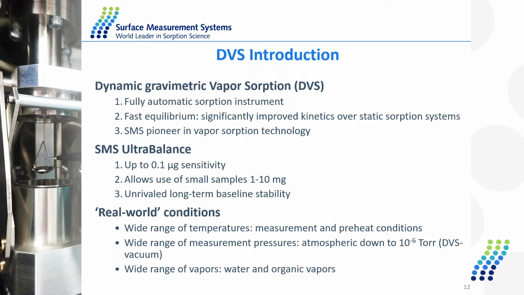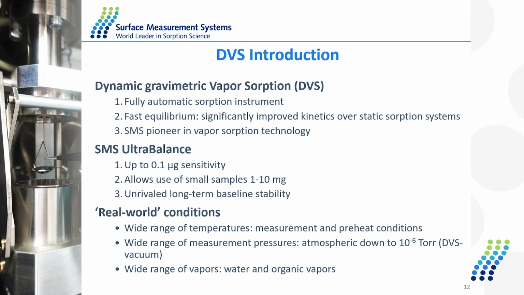So the DVS method is basically a gravimetric method to measure the mass change of the sample at different concentrations of moisture or organic vapor. It has an ultrabalance in the system with very high sensitivity, so a very small amount of sample is needed for the measurement, usually just less than 10 milligrams. And compared to the static method, DVS has a continuous flow of the probe molecule to the sample, so a much faster equilibrium can be achieved.